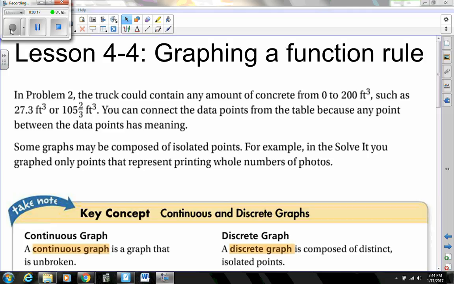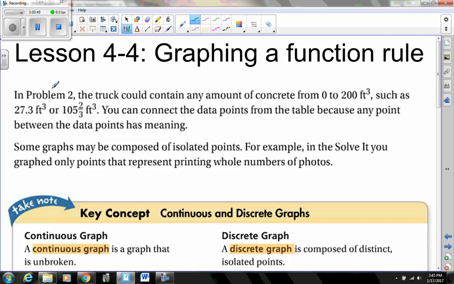In our last video, we talked about an example where we had a cement truck that was holding a certain amount of concrete in its concrete mixer. So we talked about the weight of that concrete over how much concrete was in there and so on. In that problem, the thing that is important for us today is the fact that the truck really could contain any amount of concrete that it wants between 0 and 200 cubic feet, right?